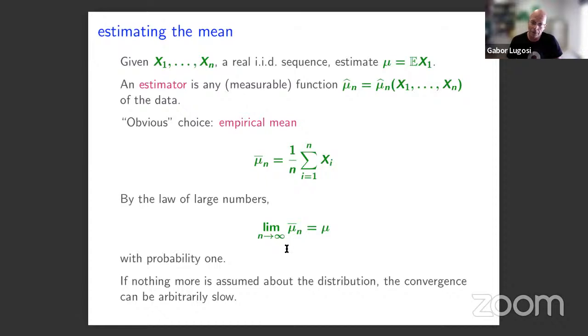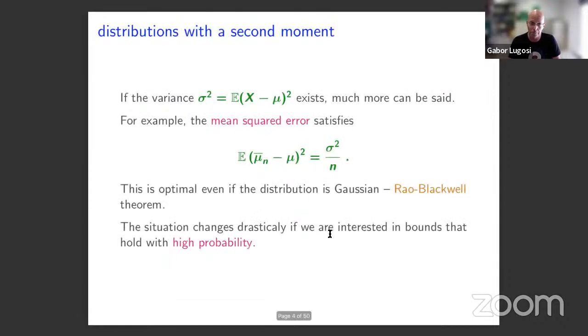In order to make the problem a little more interesting, we need to assume something else apart from the existence of the expectation. In this talk, I will assume that the variance exists, but I'm reluctant to go beyond that. The variance exists in many interesting cases, but it's not a very stringent assumption. If the variance exists, then the empirical mean, of course, this is statistics 101, has a mean squared error which equals the variance sigma squared divided by the sample size. It follows from classical results of statistics, the Rao-Blackwell theorem, that you cannot do anything better than this if you want the estimator to work well for a class of distributions that contains the Gaussian distributions.